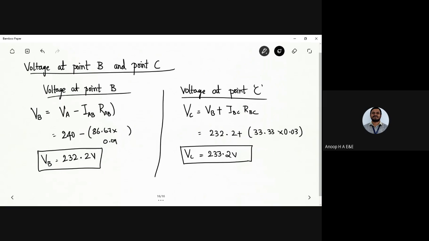So we found out the voltage at point B and point C respectively. That is what I wanted to do for the different points B and C and their voltages.